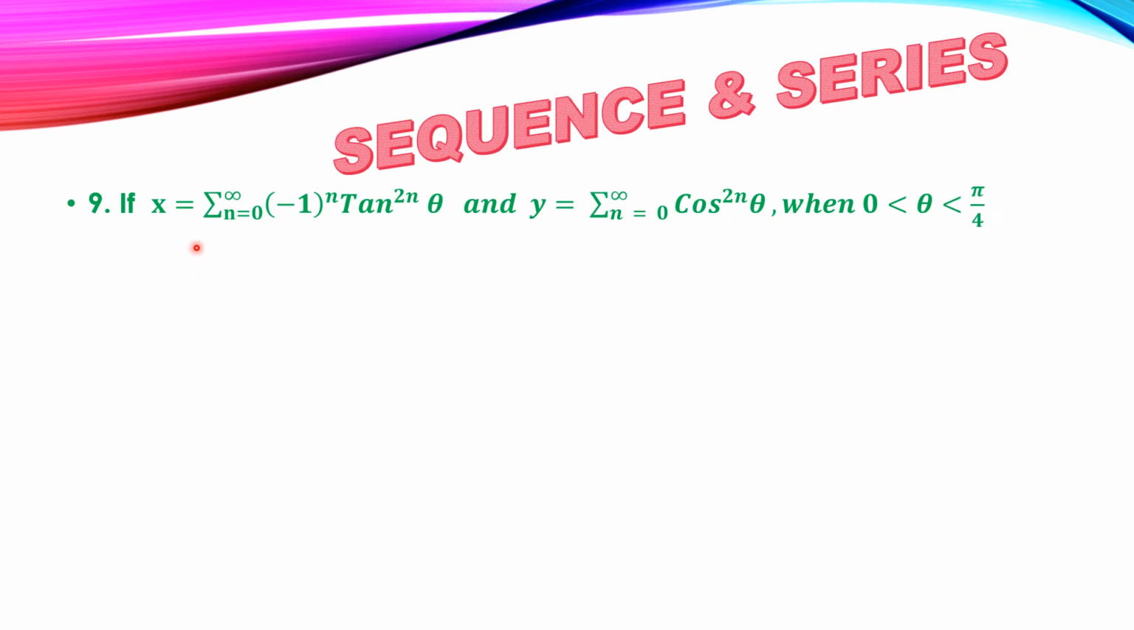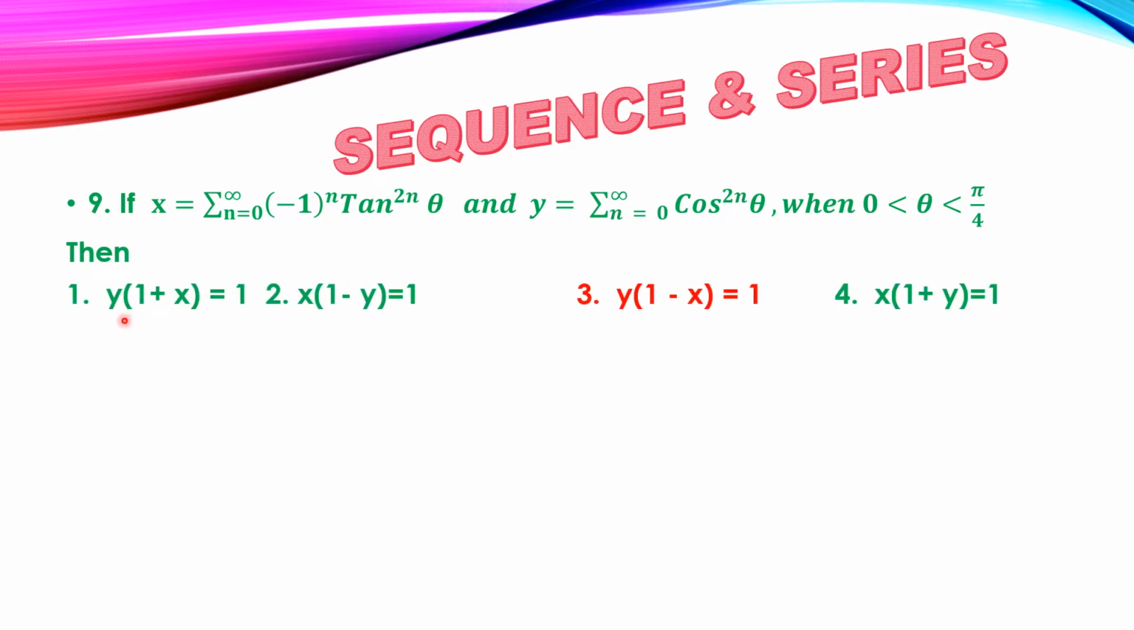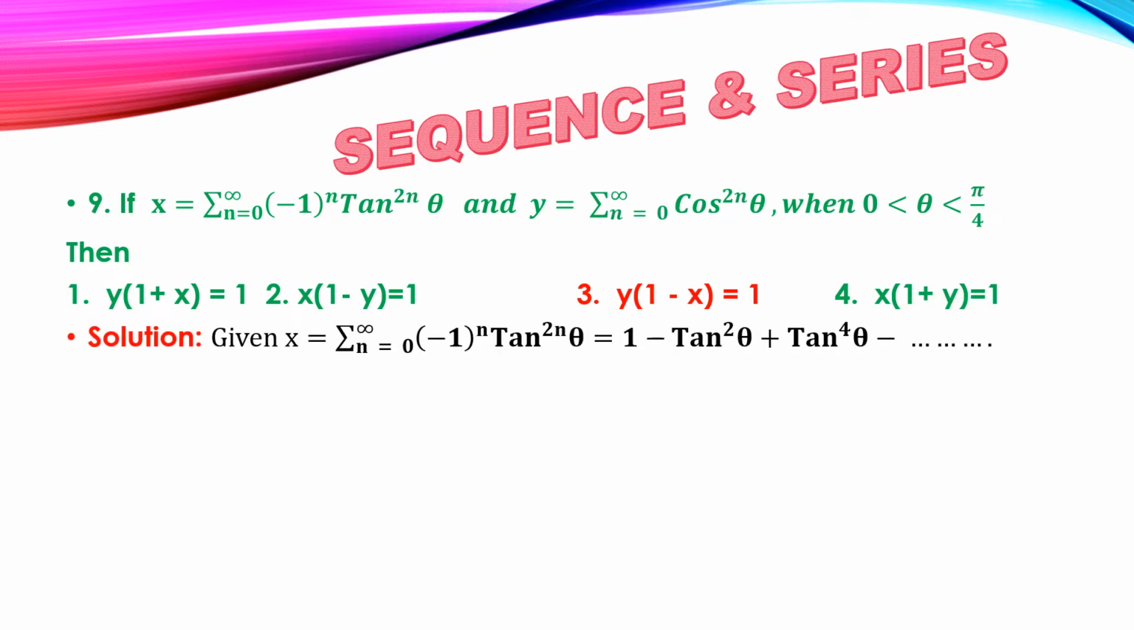The next problem is, if x equal to summation n equal 0 to infinity minus 1 power n tan power 2n theta and y equals to summation n equal 0 to infinity cos power 2n theta when theta lies between 0 and pi by 4. Then the given options are, first one is y into 1 plus x equal to 1, second one is x into 1 minus y equals to 1, third one is y into 1 minus x equal to 1 and fourth one is x into 1 plus y equals to 1. Now we go to the solution.